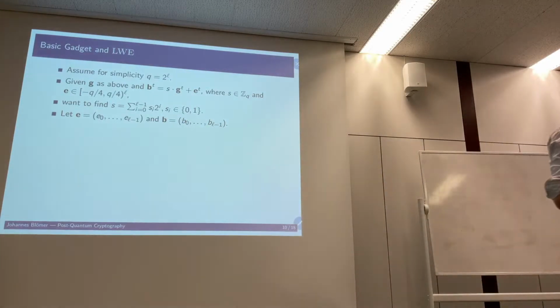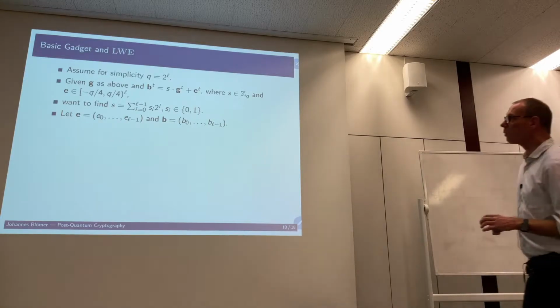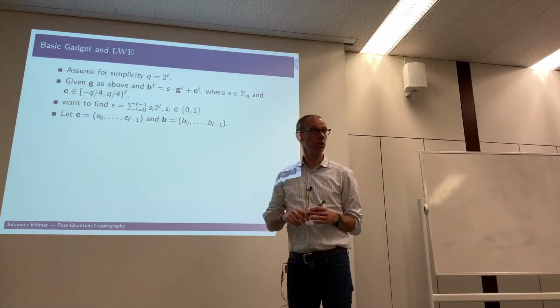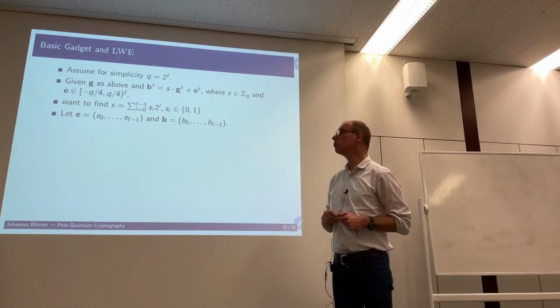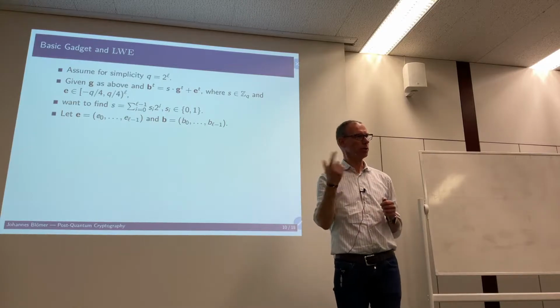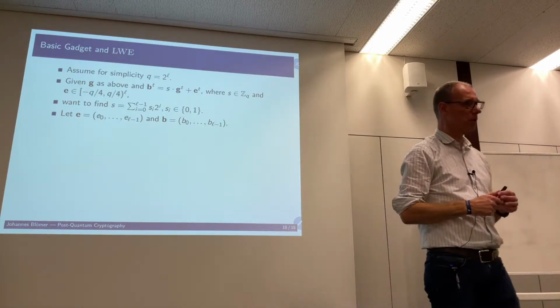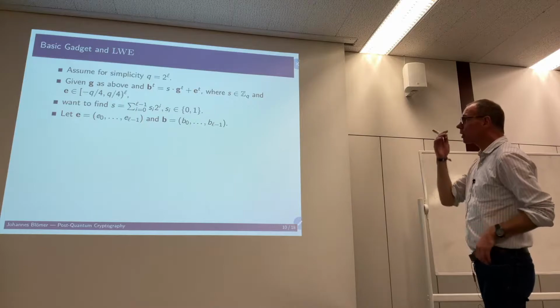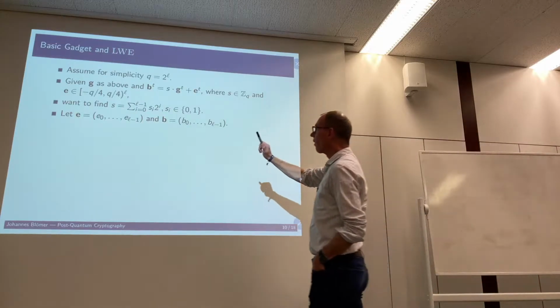All the Gaussian distributions with the right parameters will do that with overwhelming probability. Okay? And then we want to find this S, which is in Z_Q. Here I actually want it between 0 and Q. Okay? And to do so, I will again write S.